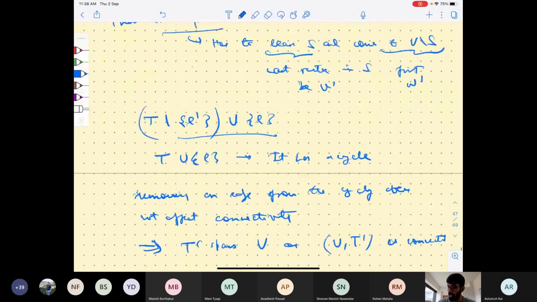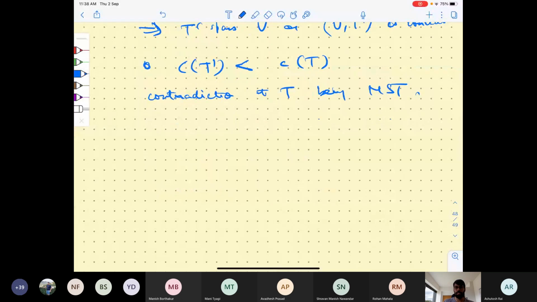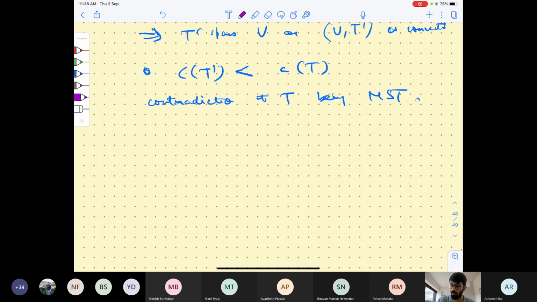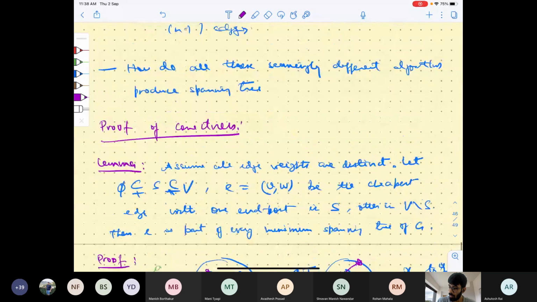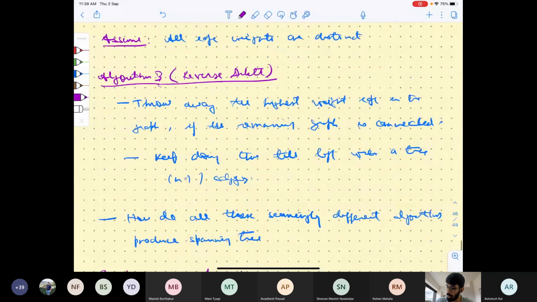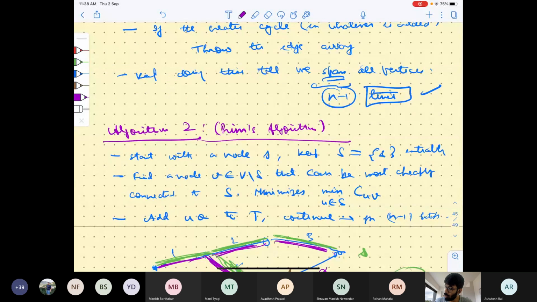Okay, so in this lemma, we showed that if we look at any S and V minus S, both not empty, and we look at the minimum weight edge which goes across S and V minus S, then that edge has to be in every minimum spanning tree, right? So now let's use this to show the correctness of Prim's and Kruskal's. Let's first do Prim's, because Prim's definition itself is exactly that.